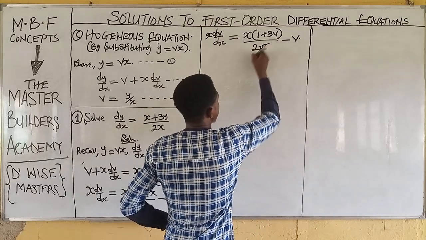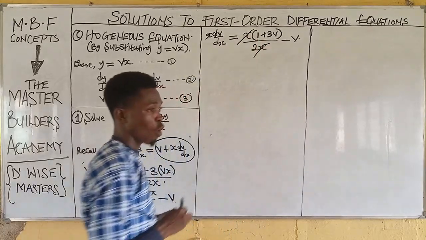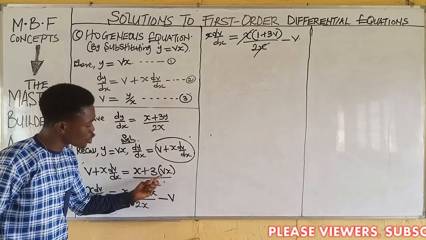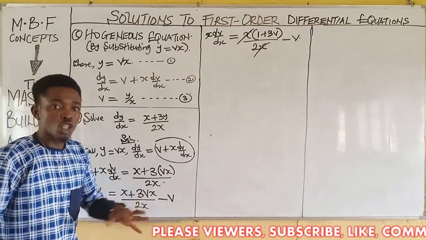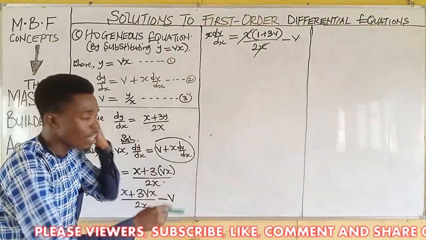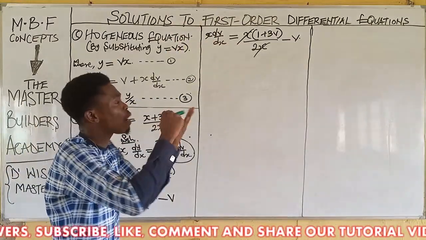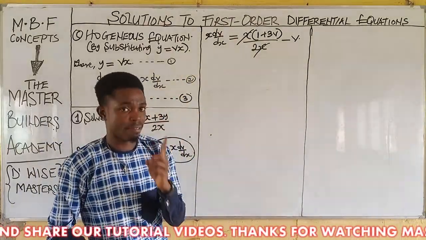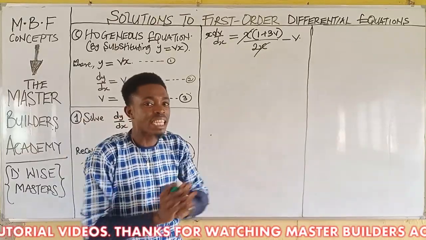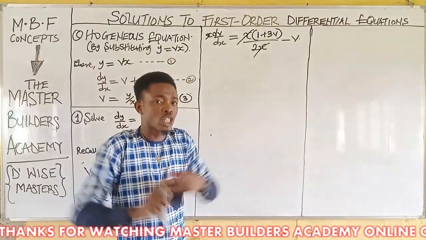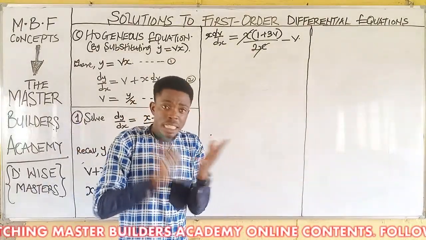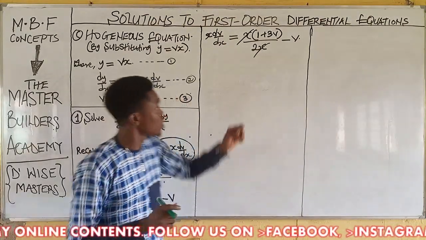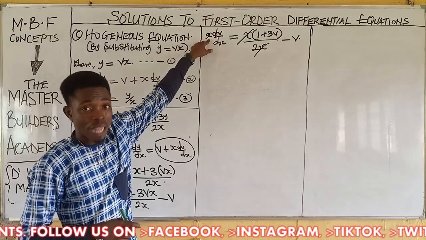So at this point, this x will take care of this x. You must ensure that as soon as you substitute for y, or you replace y with vx at the right hand side, when you simplify, x will be totally eliminated. You must ensure that x is totally eliminated at the right hand side. The only place where you are going to have x in this aspect of first order differential equation, most especially when you are using the homogeneous equation, is this x that you just have here and the x. That's all.